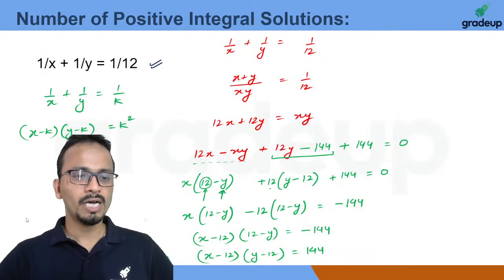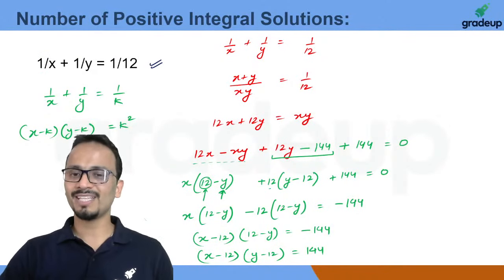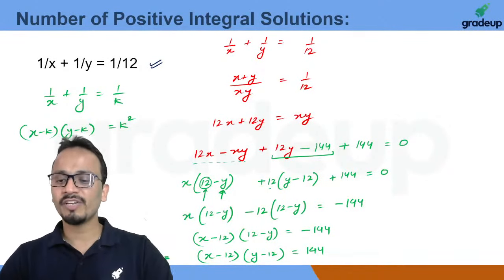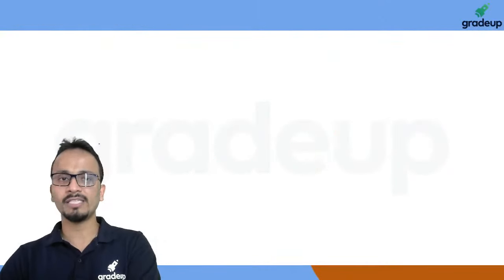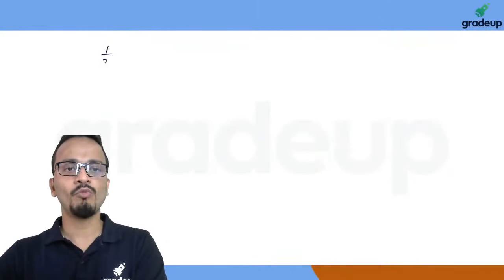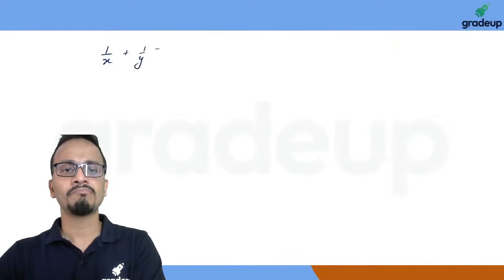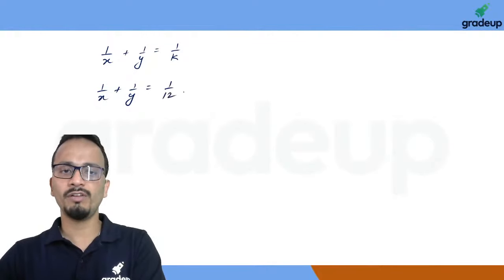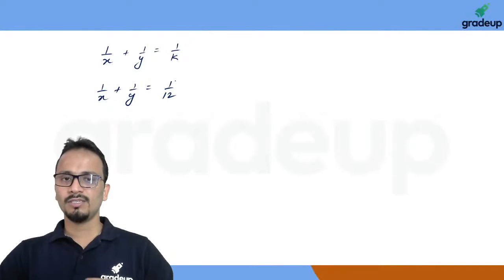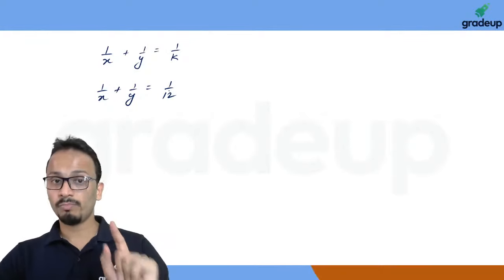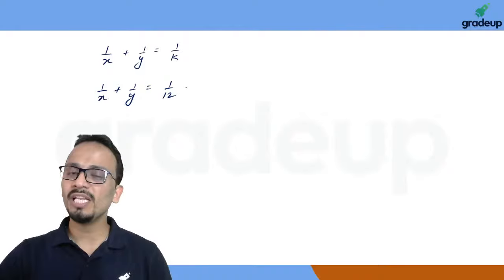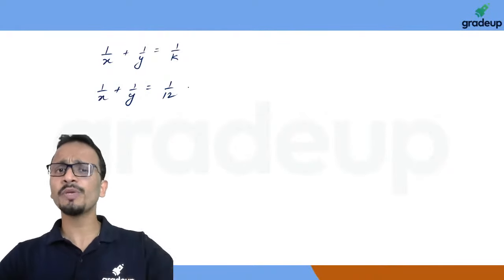Now a shortcut again to find out this answer. This shortcut can only be applied in case the equation is given in this standard form. So let's have a look at this shortcut. If the standard form is 1 upon x plus 1 upon y equals 1 upon k, in this case it was 1 upon x plus 1 upon y equals 1 upon 12. First of all, remember that the shortcut that I'm telling you can only be applied when you have the equation in the standard form.